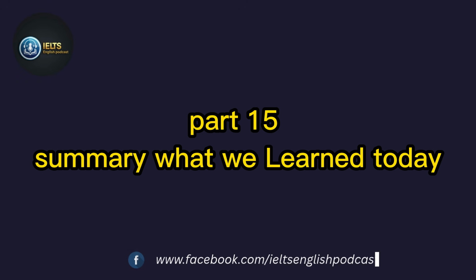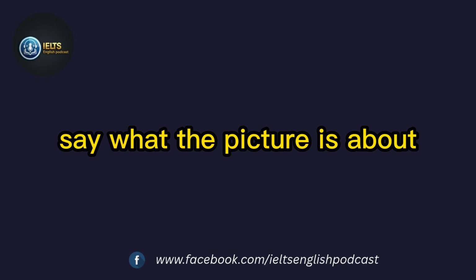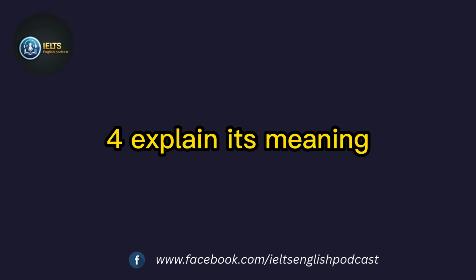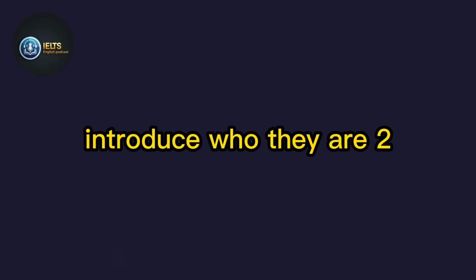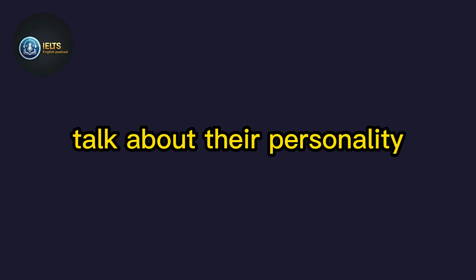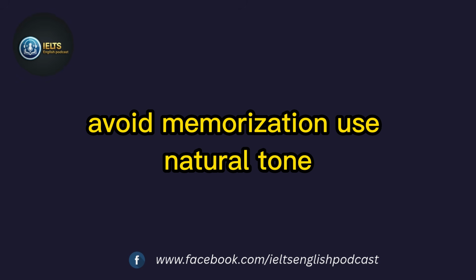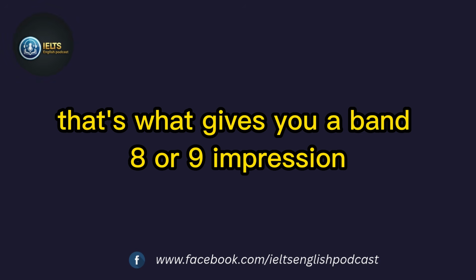Part 15, Summary. What we learned today. Let's quickly review today's lesson. To describe pictures: 1. Say what the picture is about. 2. Give visual details. 3. Add your feelings. 4. Explain its meaning. To describe people: 1. Introduce who they are. 2. Describe their looks. 3. Talk about their personality. 4. Explain their importance in your life. Avoid memorization. Use natural tone, real examples, and emotional connection. That's what gives you a Band 8 or 9 impression.